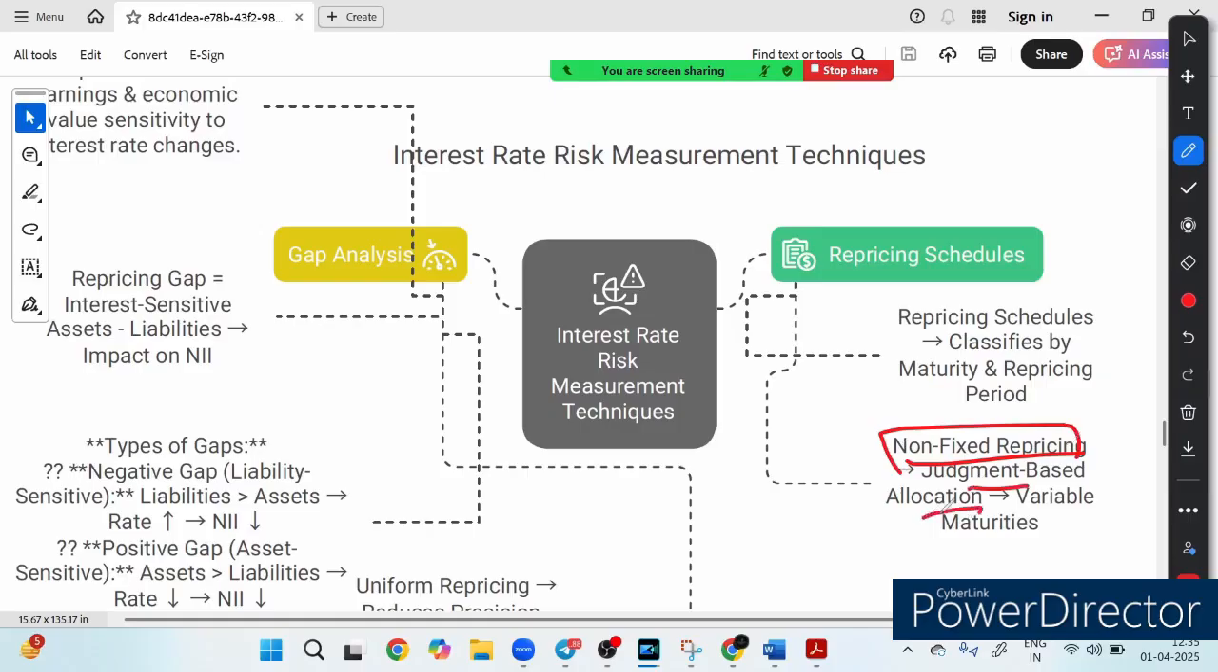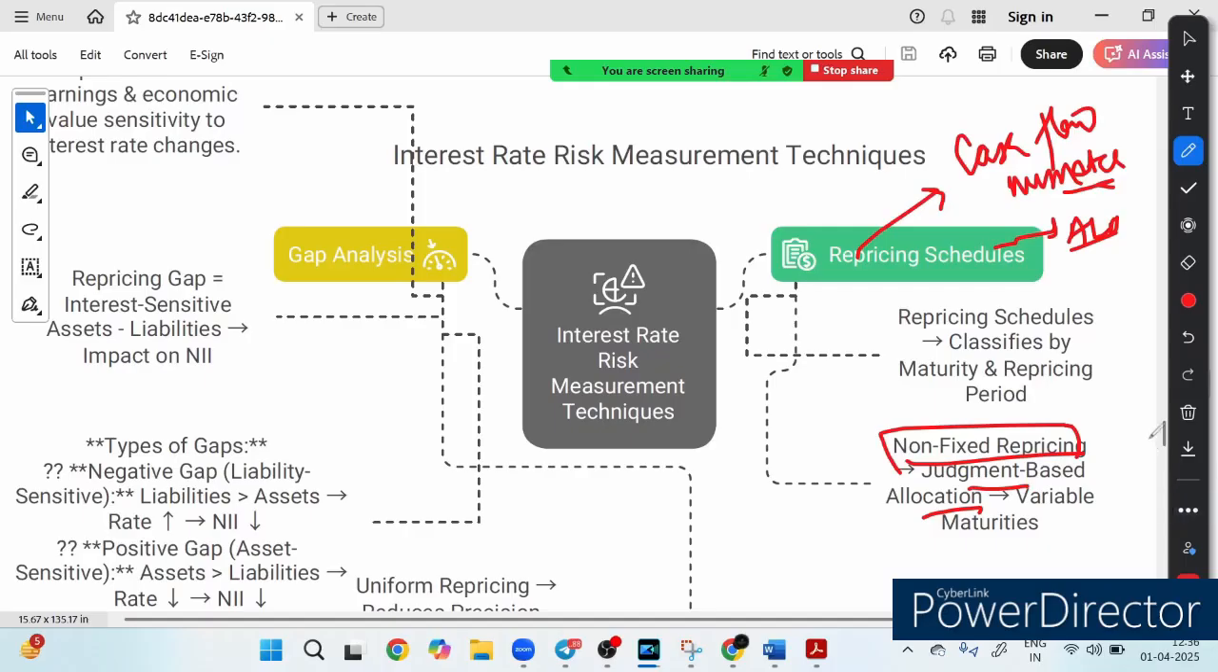So the question is why this repricing schedule? Because it helps you to track cash flow mismatch, right? If there is any cash flow mismatch, you can track it easily using repricing schedule. And it identifies periods of high sensitivity to interest rate change. Yes, there might be some period where our assets are highly sensitive to interest rate change, and it enables better asset liability management decisions. So both gap analysis and repricing schedule play a key role in measuring interest rate risk. While gap analysis provides a quick estimate of NII impact, repricing schedule offers a more detailed and structured risk assessment. I hope that makes sense to you, right?